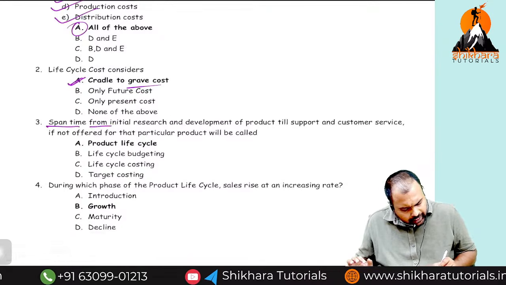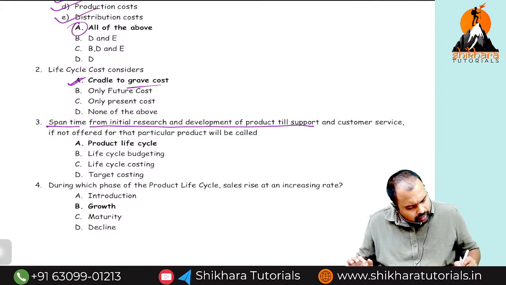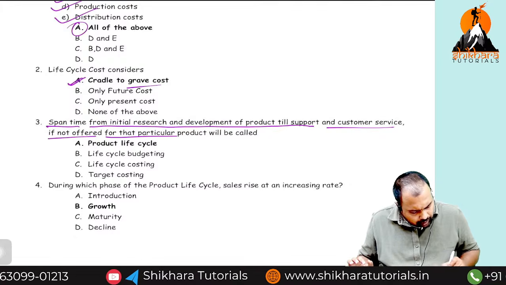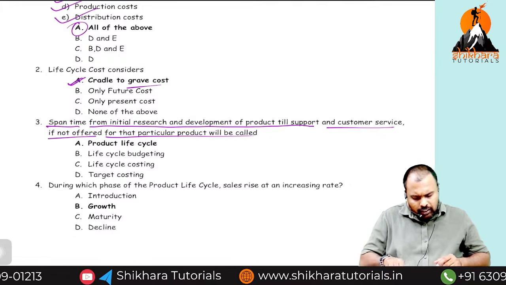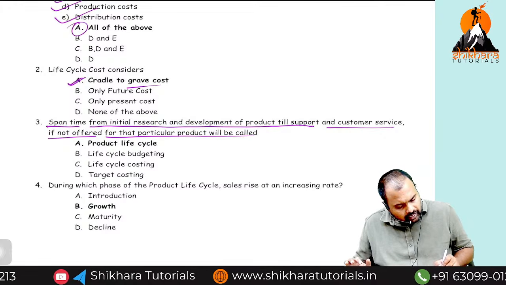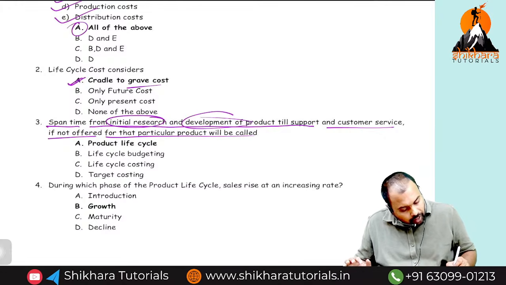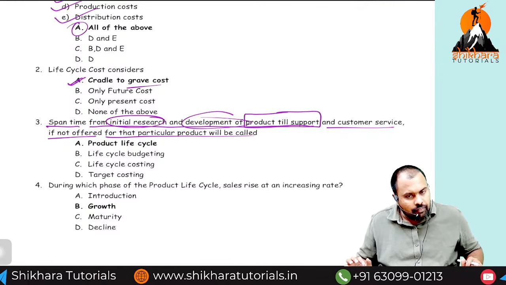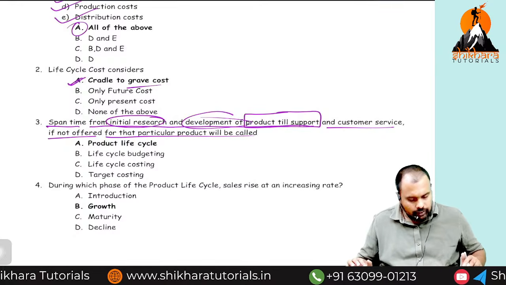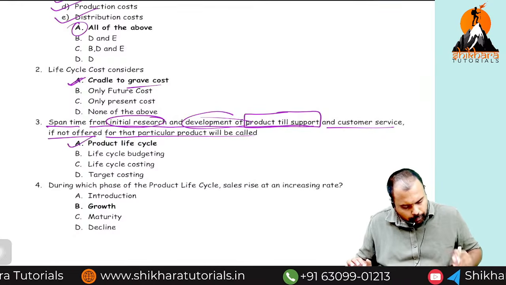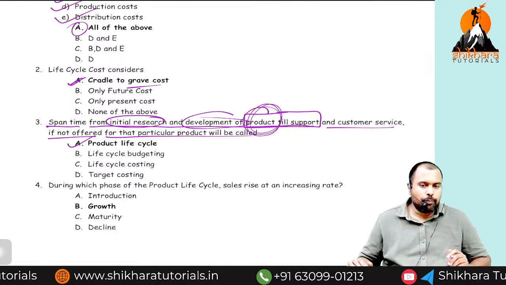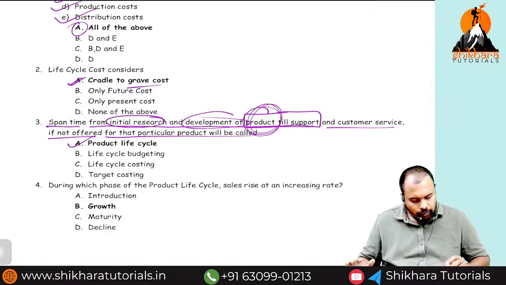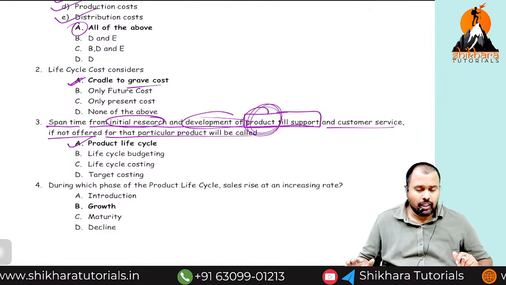The span of time from initial research and development of a product till support and customer service, if not offered for the product, is particularly called product life cycle costing, sir. If it is of an asset, that is asset life cycle costing. If it is of a product, it is product life cycle costing. So it has to be product. They have given a product, sir. So from initial research to the end, whatever cost is incurred, it is called product life cycle costing.